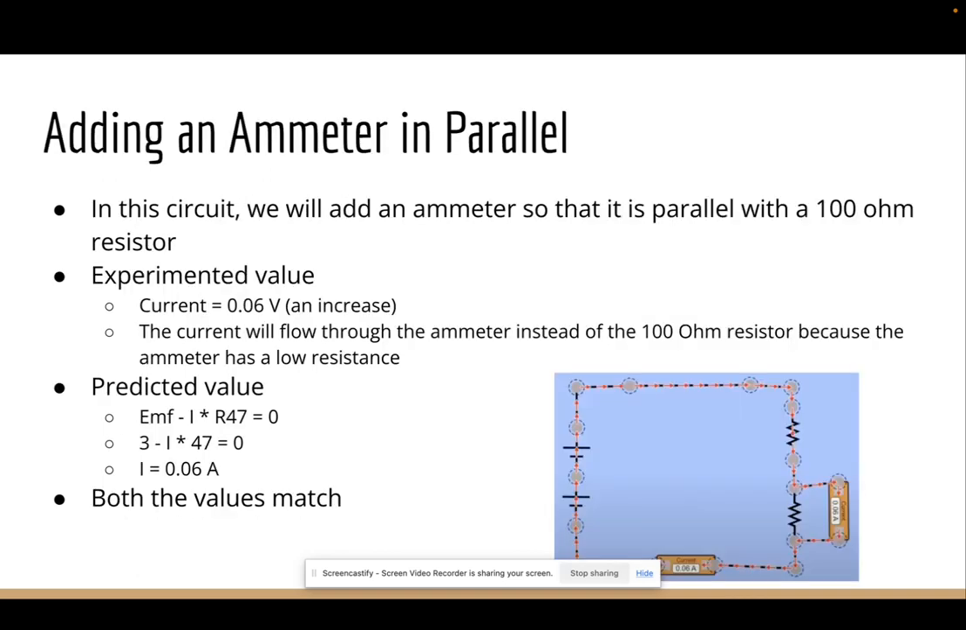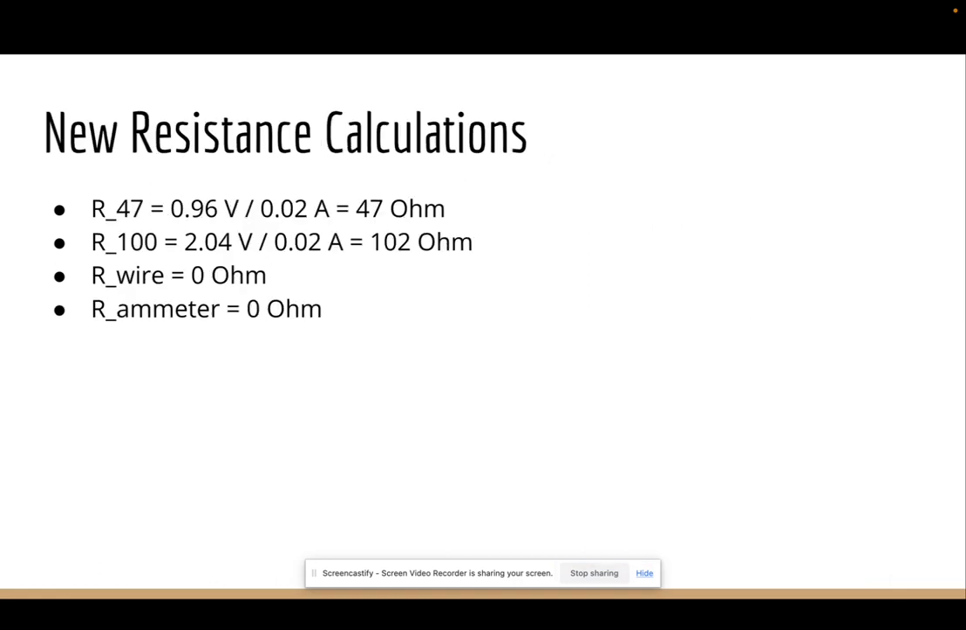In this circuit, we will add an ammeter so that it is parallel with a 100 ohm resistor. The experimental value that we got was 0.06 amps, which is an increase from the 0.02 amps. The current will flow through the ammeter instead of the 100 ohm resistor because the ammeter has a lower resistance. The predicted value was also 0.06, matching the experimental value. And these are the new resistor calculations that we got.